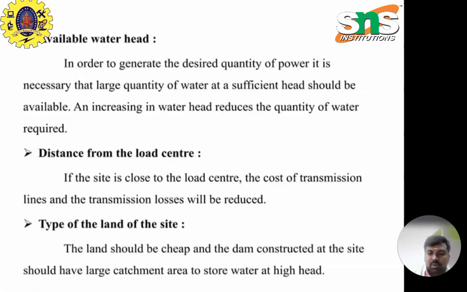Then the distance from the load center. The load center, in the steam power plant, is the coal storage area. In the hydroelectric power plant, the reservoir, that is the dam, is the load center. If the site is close to the load center, the cost of the transmission lines and the transmission losses will be reduced. Then the type of land of the site.